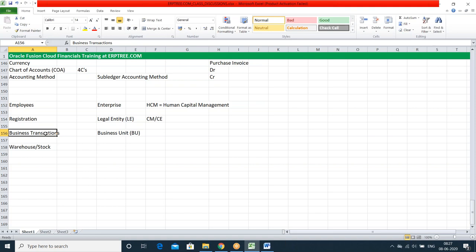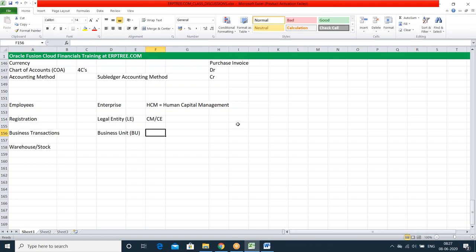So where do we record business transactions? In the subledger applications. We already discussed, mostly in the GL we don't record any transaction. 99% we don't record transactions in the general ledger application. All the business transactions we have to record in the subledger applications. When you record transactions in any one of the subledger applications, we have to use the concept called business unit.